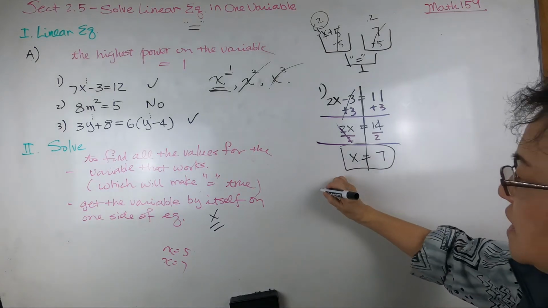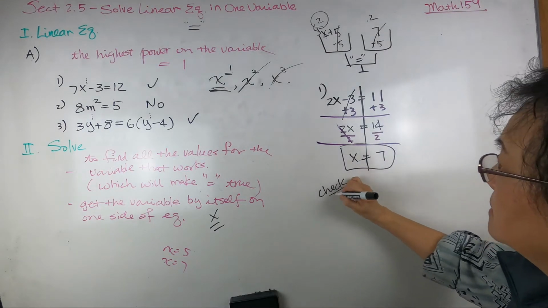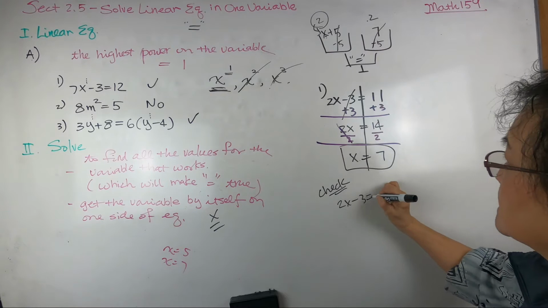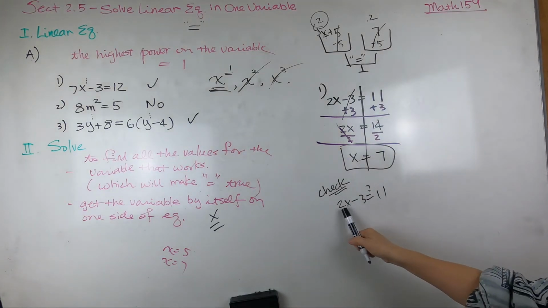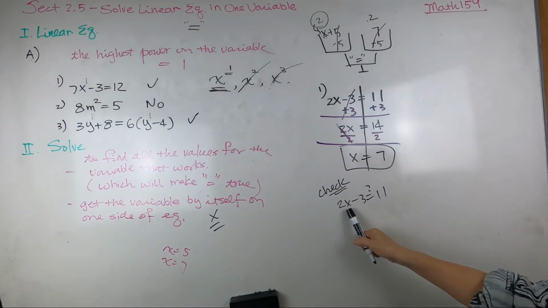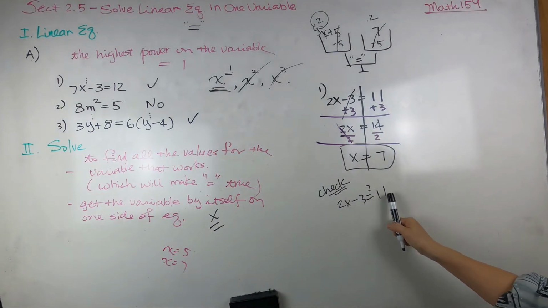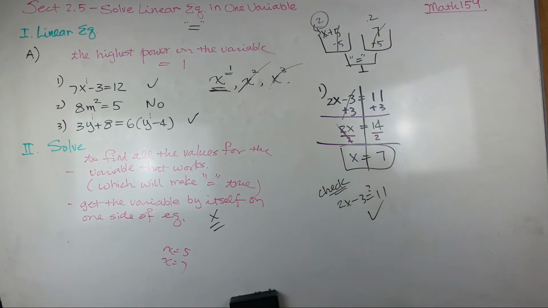Okay? So you check. To check, 2x minus 3 is 11. So you plug 7 back in. 7 times 2 is what? 14. 14 minus 3 is what? 11. So that's how you check.